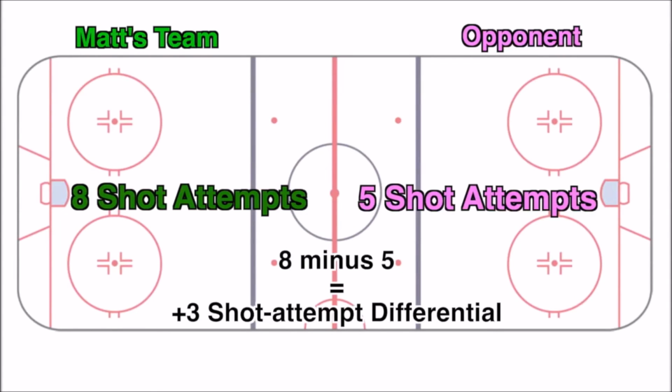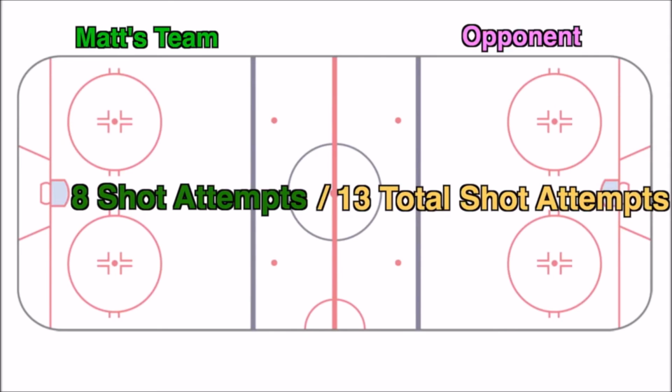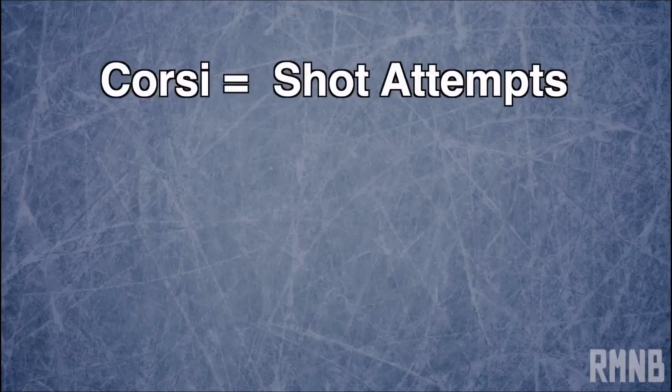We can also express that as a percentage or a ratio or a fraction. So if Matt's team had 8 shot attempts while he was on the ice out of a grand total of 13 shot attempts while he was on the ice, that gives his team 61.5% of the shot attempts, or a 61.5% Corsi, or Corsi 4, or CF, or whatever you want to call it. That's all Corsi is. It's just counting up shot attempts while someone's on the ice.